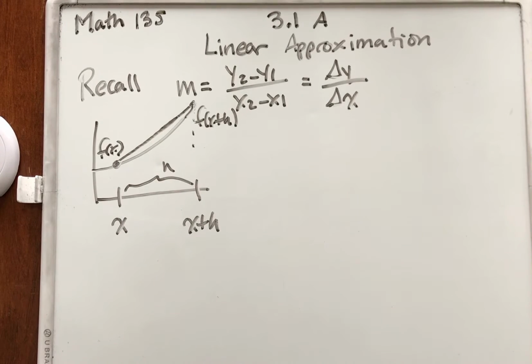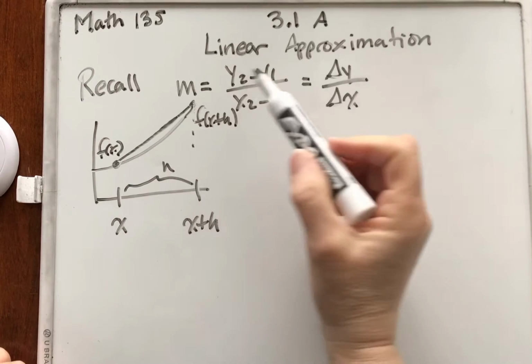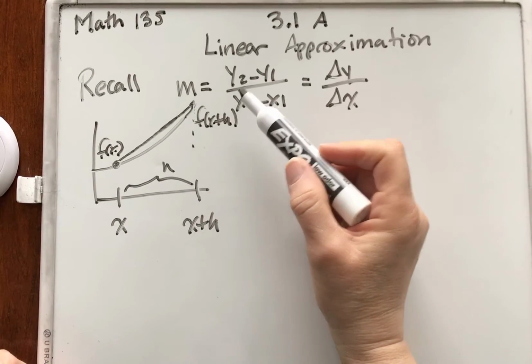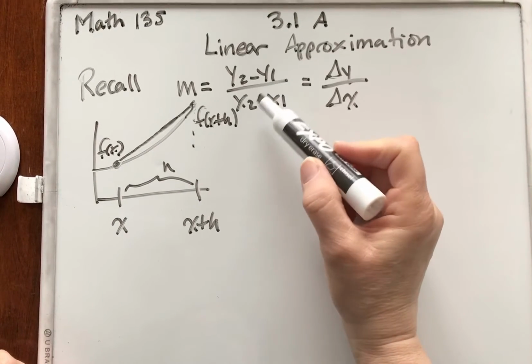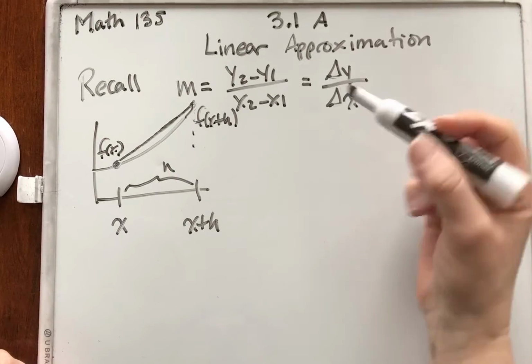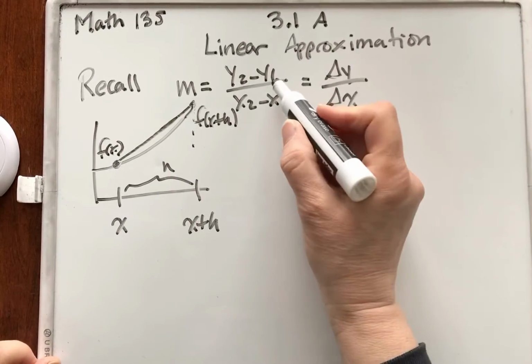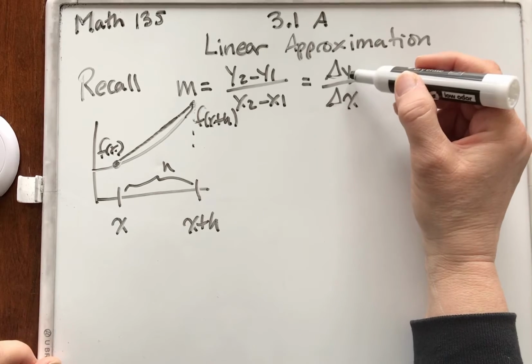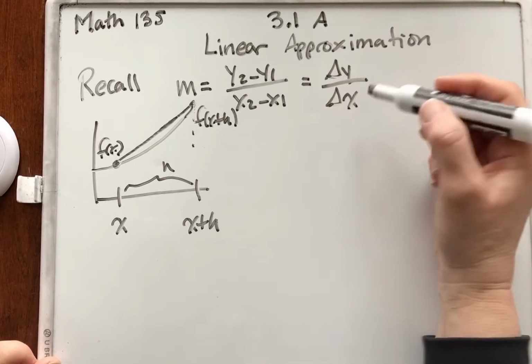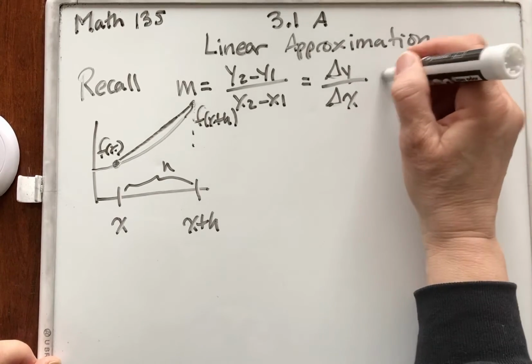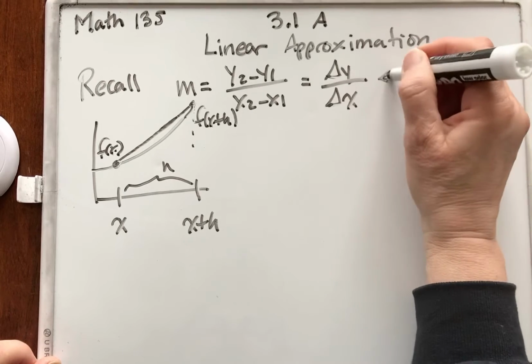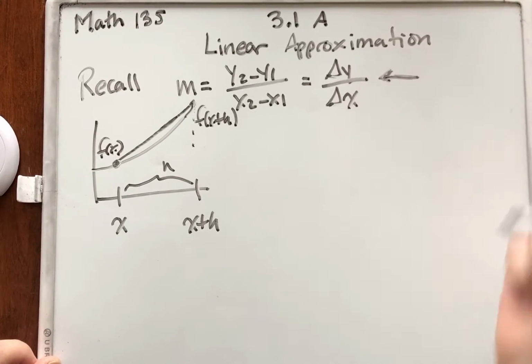3.1a. We're going to look at linear approximation today. Now recall, when we looked for the slope of a line, we would take y2 minus y1 over x2 minus x1. And you've seen this before, where the change in the y's we call delta y, and the change in the x's we call delta x. So this you have seen in a previous class, and we're going to use this today.